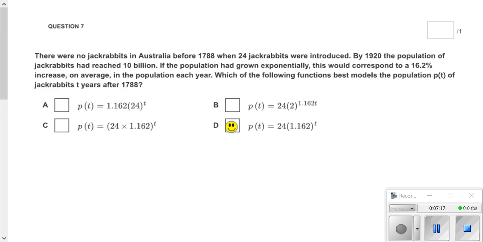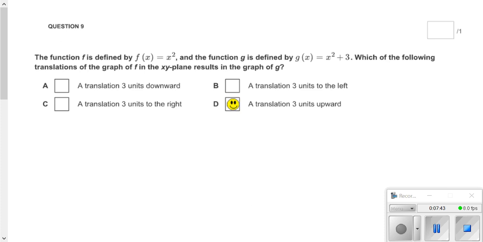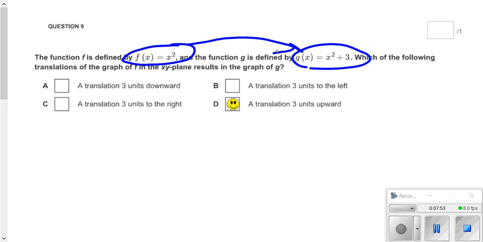Okay, this next one, people got very correct. I was super excited about that because we just did a unit kind of like this, where we did exponential growth. Question number 8 was not missed by very many people at all. That's fantastic. All right, this question, also not missed by very many people. I'm very excited about that. This is our basic parabola, and we want to know what happens when we add 3 to it.